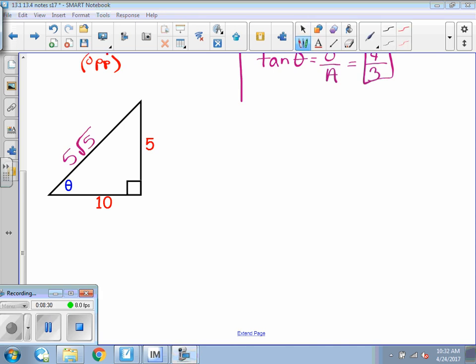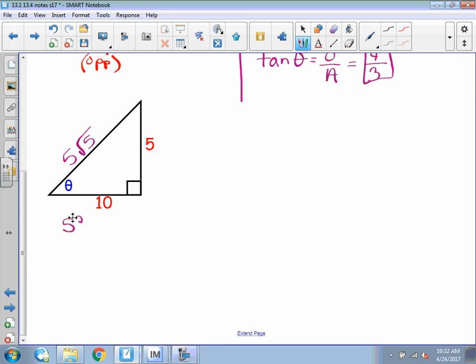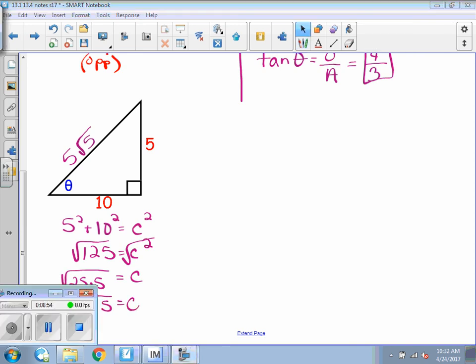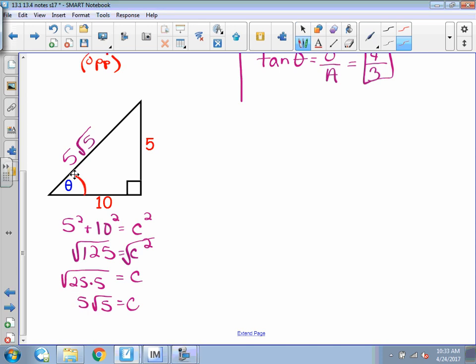So you'll have 5 squared plus 10 squared equals c squared. So that ends up being 125 equals c squared. So you'll take the square root. The square root of 125, that's 25 times 5. So it's 5 square roots of 5. Okay, so here's your angle. What's 5? Opposite. What's 10? Adjacent. And this is hypotenuse.